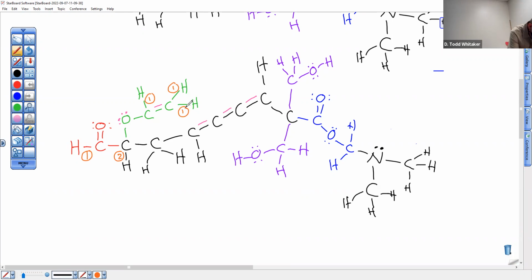sp2. And then these are 2s, aren't they? I put a 1 by mistake. That's sp3 carbon, right? Maybe I should write down what 1 stands for before I keep yammering on.